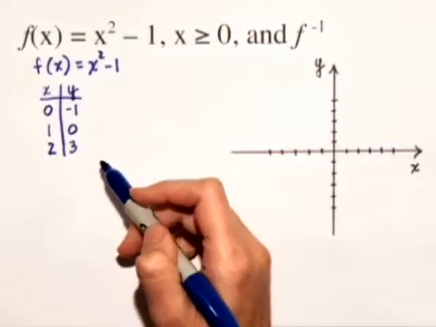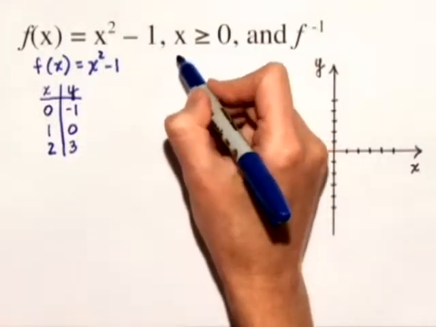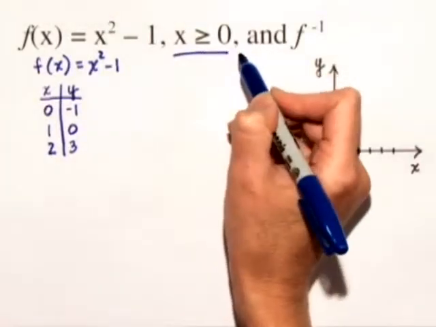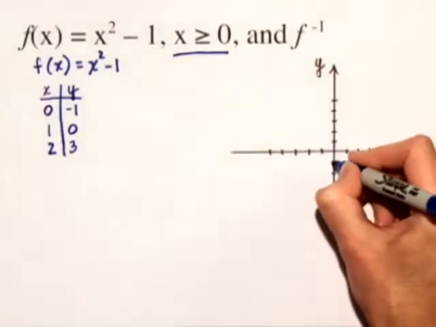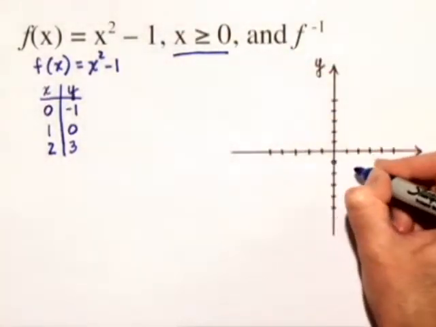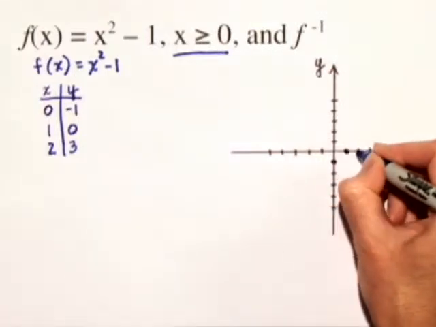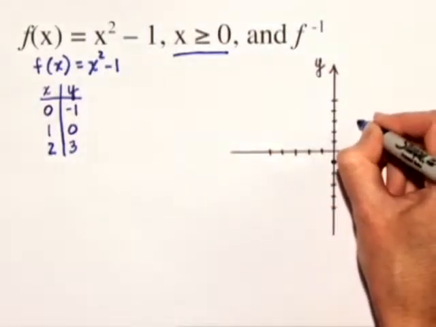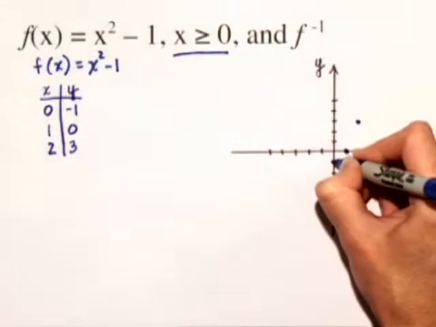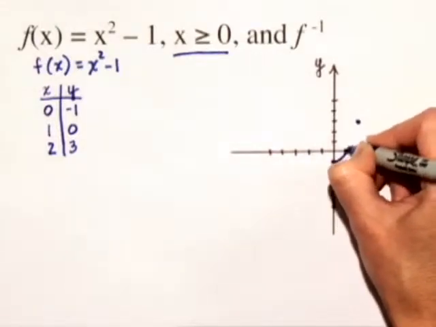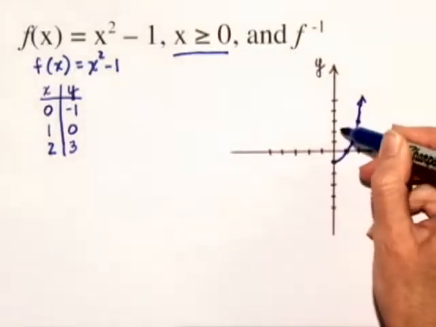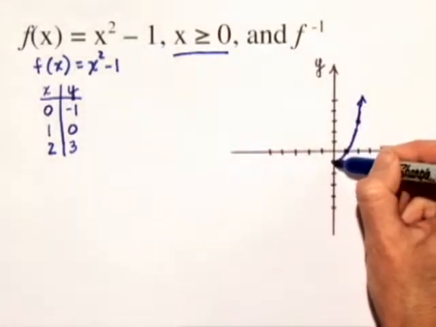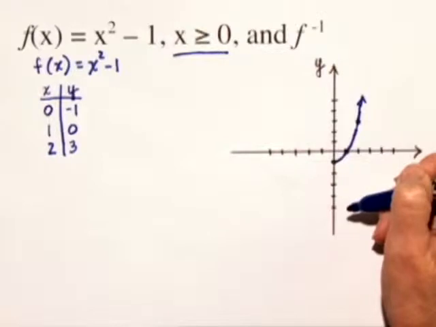Now, the reason that we have this restriction that x has to be greater than or equal to 0, you'll see when I graph it. Notice when I graph 0, negative 1, 1, 0, and then 2, 3. Now, this is just the graph of half of a parabola that is just shifted vertically down 1 unit from the origin on the y-axis.